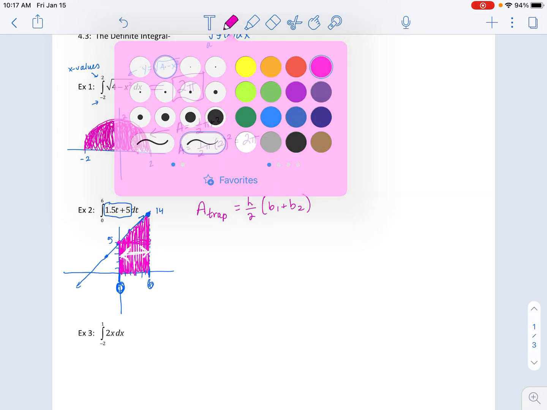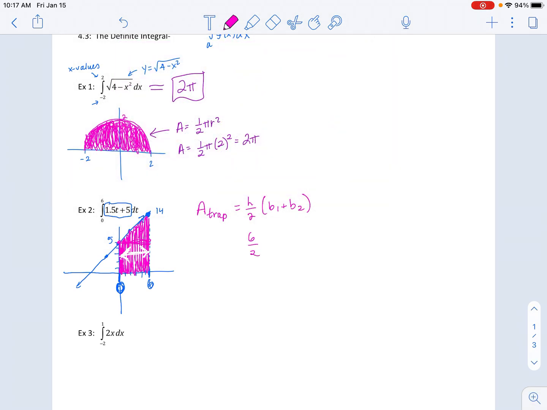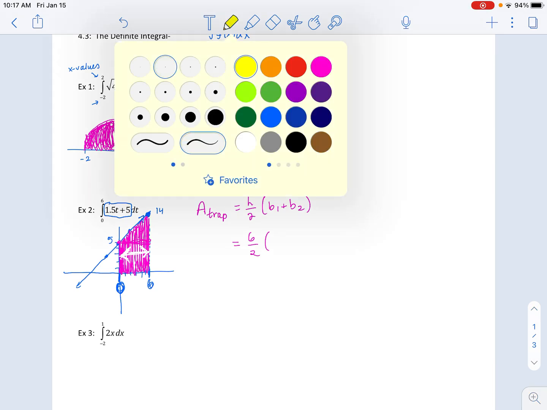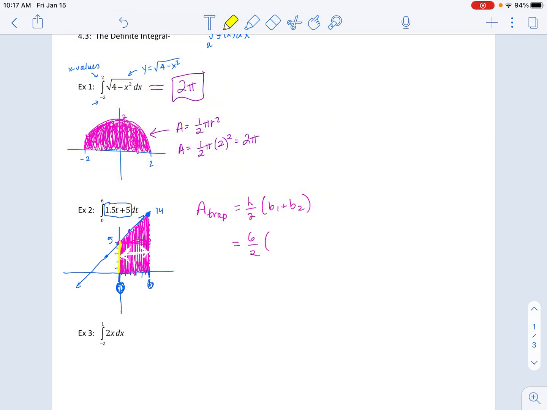So the area of this trapezoid is 6 units divided by 2, and then the length of the bases are calculated with these yellow lines, right? The first base is 5 units long, plus the second base, which we calculated is 14 units long when we plug in 6 to the original function. Okay, so this would be our answer.